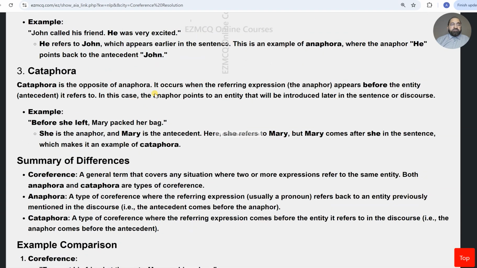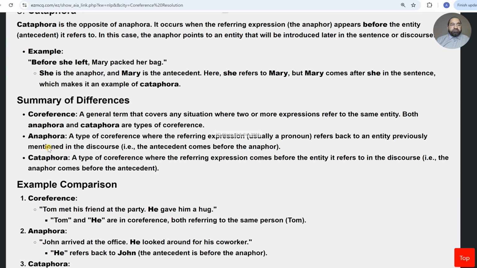Cataphora is the opposite of anaphora. It occurs when the referring expression appears before the antecedent entity. Before she left, Mary packed her bag. She is the anaphor and Mary is the antecedent. Okay, before she left. So we see that the sequence has changed. So this is a summary of the differences here.